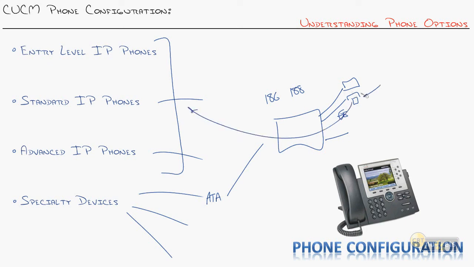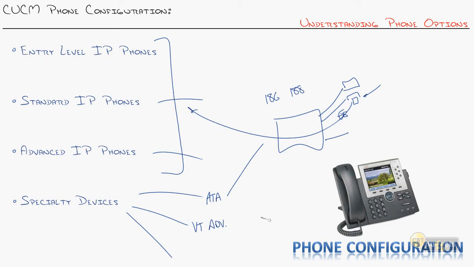You can then assign them an extension. I even have one of these at my home, to where I've got the ATA device, I have a cordless phone plugged into it, and that converts it to a voice over IP device because I don't want to spend the money on a wireless voice over IP phone because they're kind of pricey. You have things like VT Advantage.